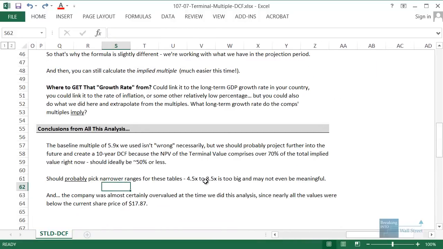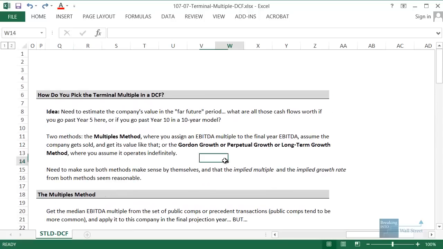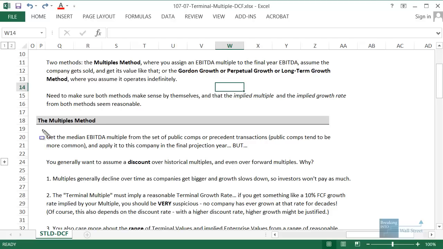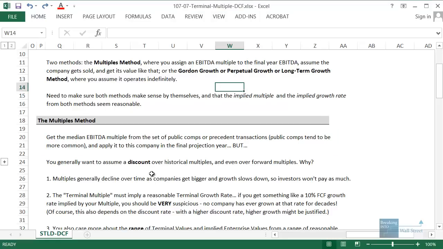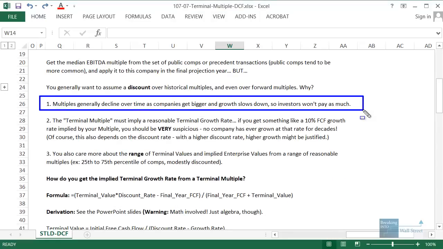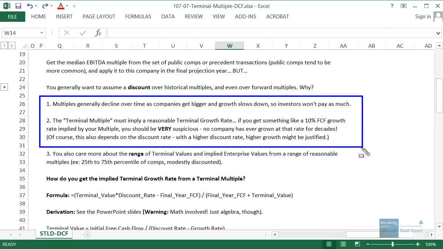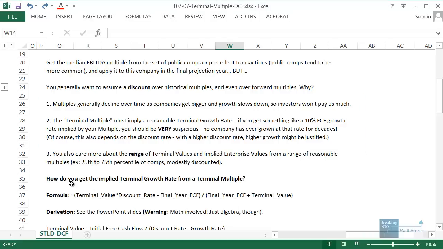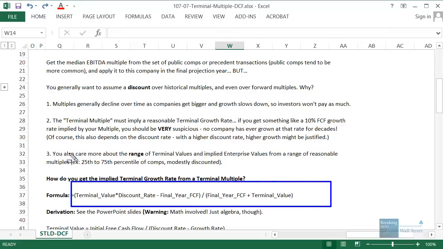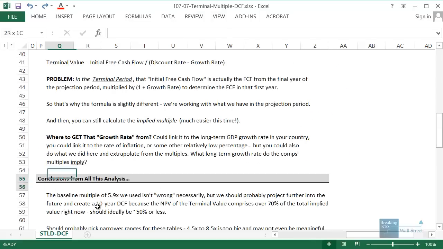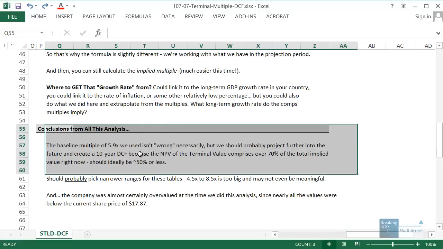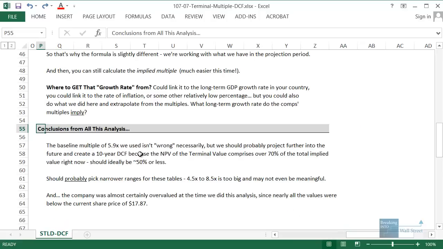In short, the main takeaways from this lesson are that when you pick the terminal multiple in a DCF, yes, you might start with the set of comparables or precedent transactions, but you generally want to assume a discount over that. You want to make sure that multiples decline as companies get bigger. You want to always check the implied terminal growth rate and use the formula that we gave you for that down here. And then you also want to pick a good range of terminal values and a good range of long-term growth rates or terminal multiples when you're doing this. And then based on that, you can draw conclusions about the analysis and whether the company is overvalued, undervalued, or valued about appropriately.